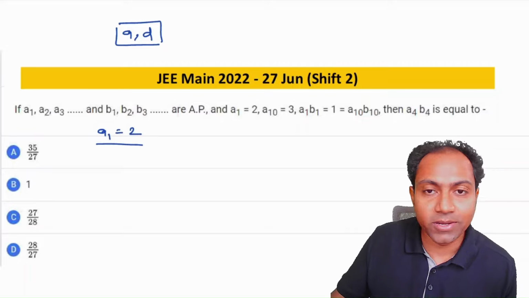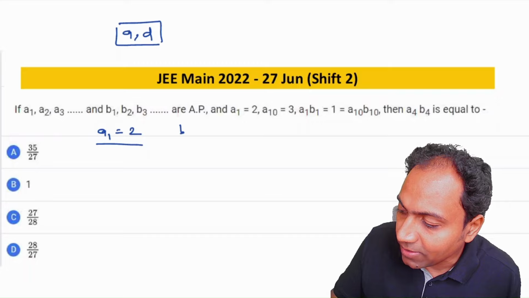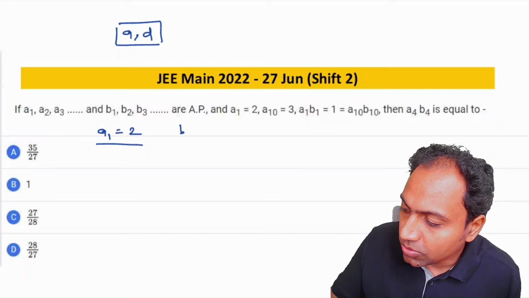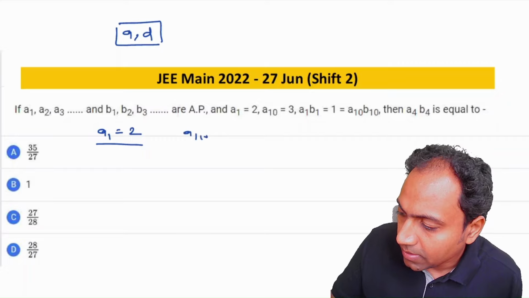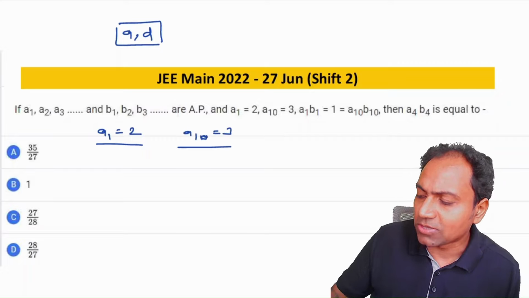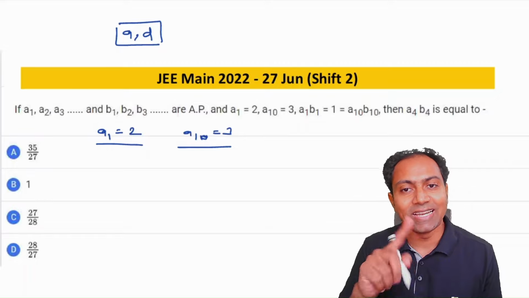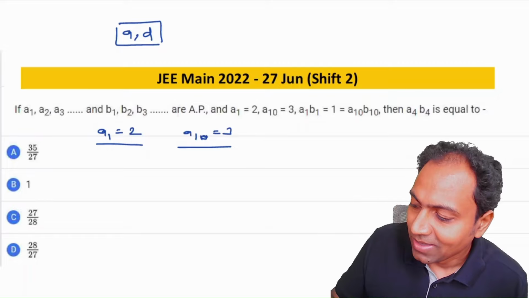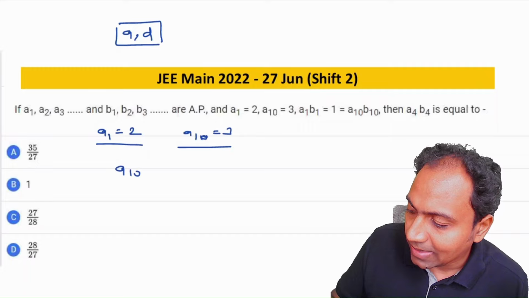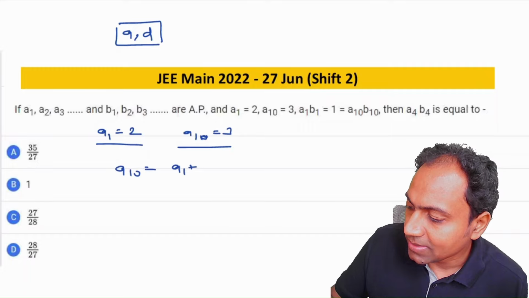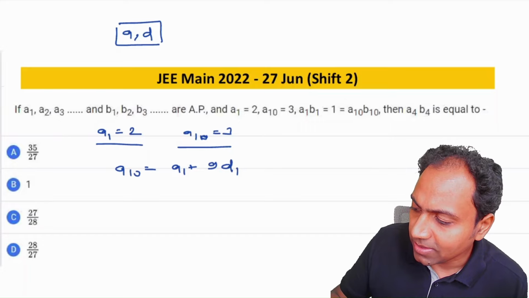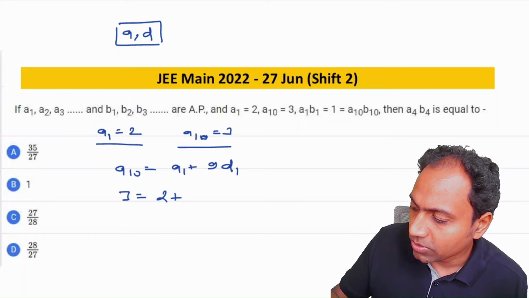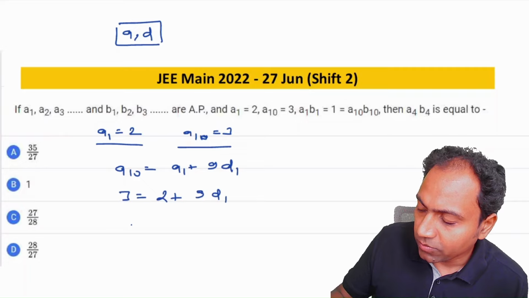D they have not provided, but that we can find because we have been given the value of A10. So the value of A10 in the question is given as nothing but 3. Now using these two pieces of information, let us find the value of D, because once you have got A and D, then we can find the value of A4. So A10 can be written as nothing but A1 plus 9D1. So this is nothing but 3, this is nothing but 2, this is nothing but 9D1. So from here, if you solve, the value of D1 comes out to be 1 by 9.